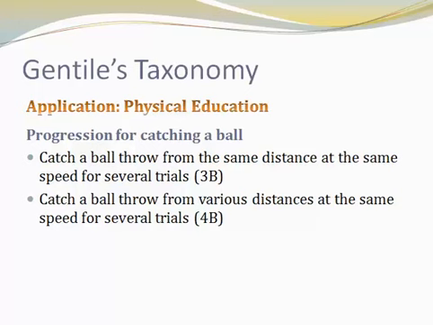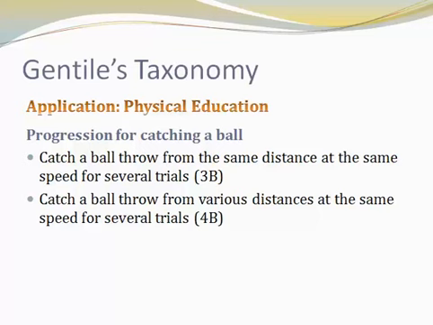Another application is a physical education example. Let's say that this is an evaluation of a student's ball catching capabilities and limitations, and we could use the following sequence of taxonomy categories. So our progression for catching a ball, the first would be to catch a ball thrown from the same distance at the same speed for several trials. That would put us in category 3B.